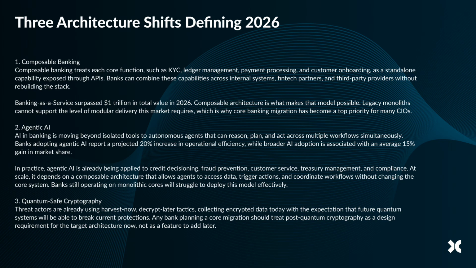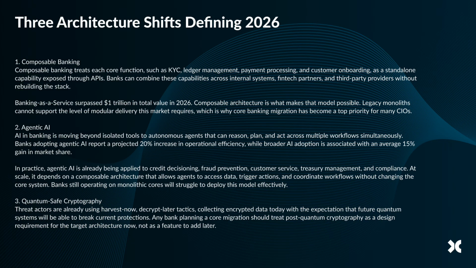In practice, agentic AI is already being applied to credit decisioning, fraud prevention, customer service, treasury management, and compliance. At scale, it depends on a composable architecture that allows agents to access data, trigger actions, and coordinate workflows without changing the core system. Banks still operating on monolithic cores will struggle to deploy this model effectively.